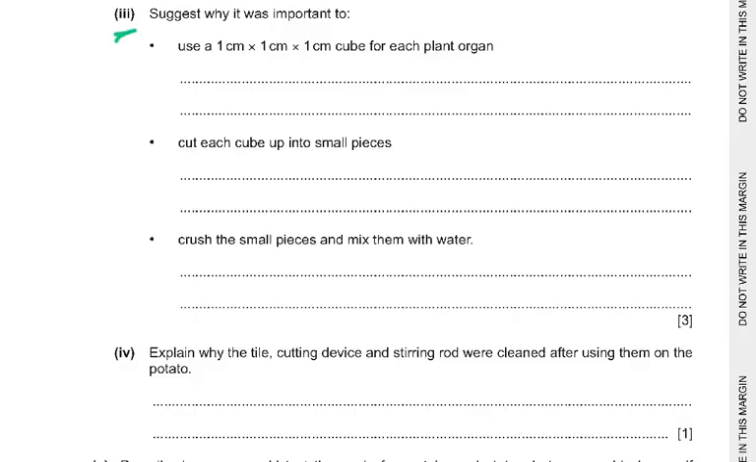Now, coming to part three of the question, it says suggest why it was important to use a 1 cm cube for each plant organ. Because the results would be comparable. Number two, cut each cube into small pieces to increase the surface area, or you could have said to release the sugars or break open the cells. Of course, I prefer release the sugars and break open the cells. I somehow do not agree with the surface area part, but I can't argue with Cambridge. And then crush the small pieces and mix them with water so that the sugars come into a solution, or you can say form a sugar solution.